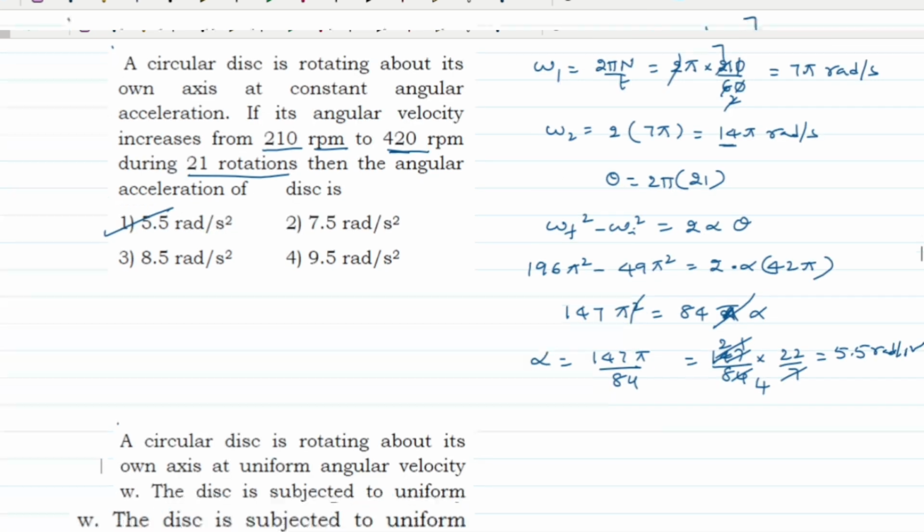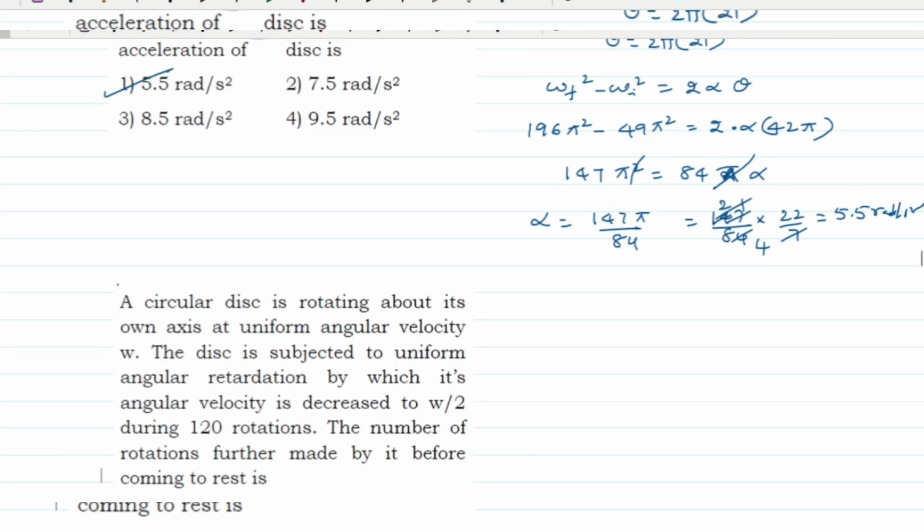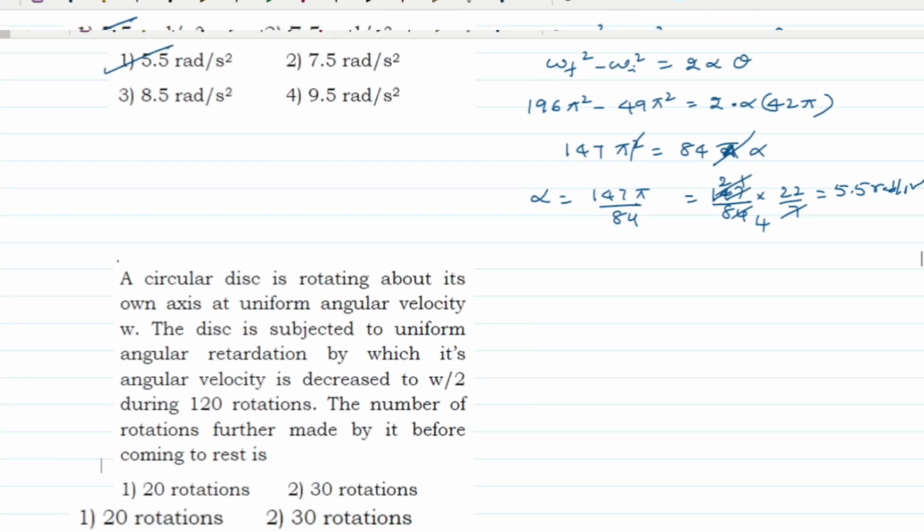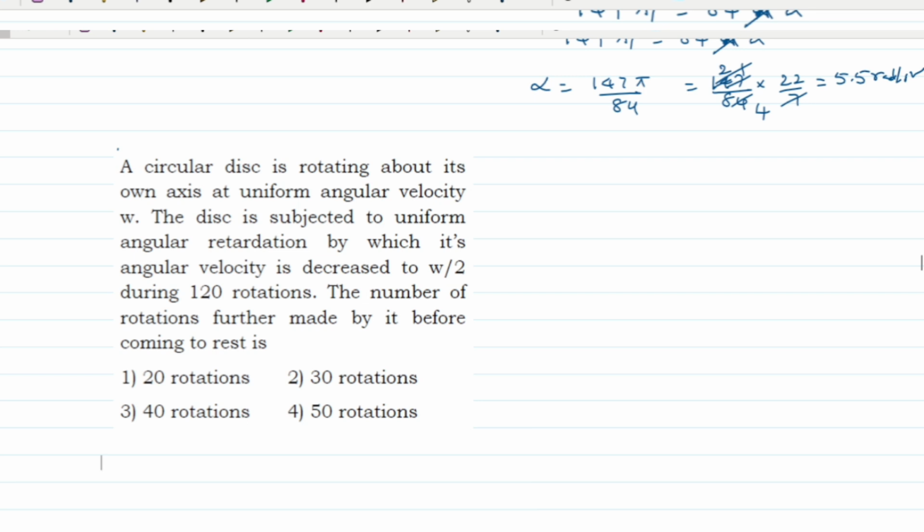Let us see the next question. The next question says a circular disc is rotating about its own axis at uniform angular velocity omega. The disc is subjected to a uniform angular retardation by which its angular velocity decreases to omega by 2 during 120 rotations. Then find the number of rotations it further makes before it comes to rest.